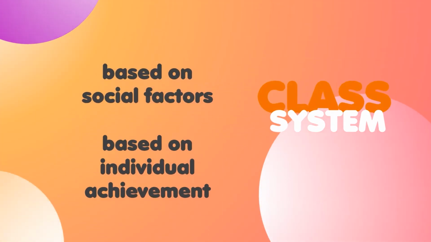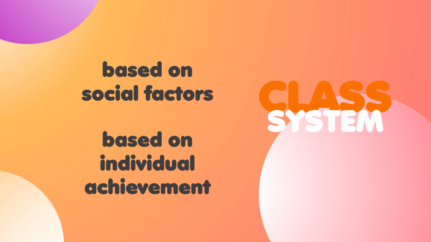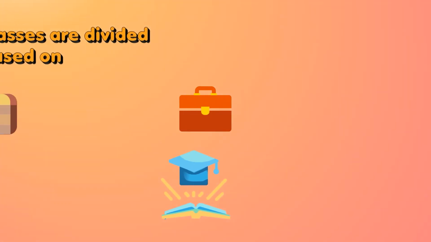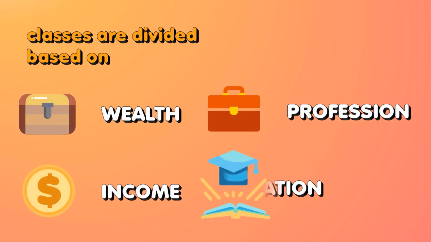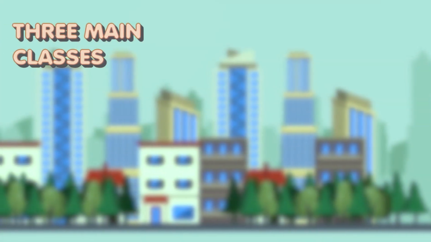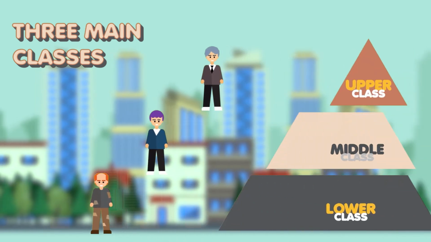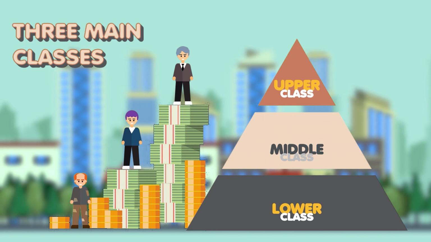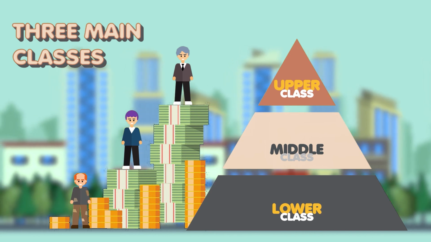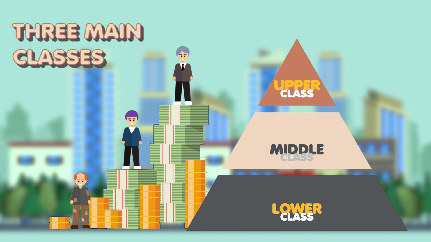The class system is based on both social factors and individual achievement. It refers to a system where individuals in society are divided into various classes based on different factors, such as wealth, income, profession, education, and etc. In most societies, there are three main classes. They are the upper class, middle class, and the lower class. The lower class typically earns the least, while the upper class earns the most, and the middle class earns somewhere in between.